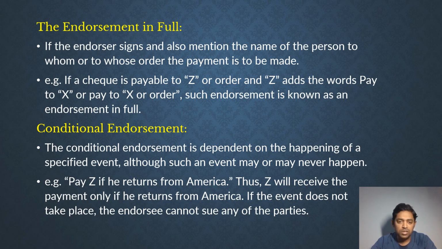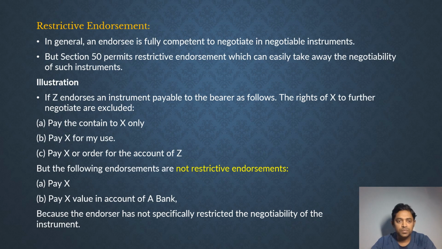Conditional endorsement. The conditional endorsement is dependent on the happening of a specified event, although such an event may or may never happen. For example, pay Jed if he returns from America. Thus, Jed will receive the payment only if he returns from America. If the event does not take place, the endorsee cannot sue any of the parties.